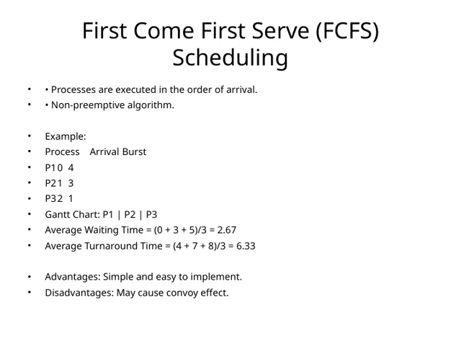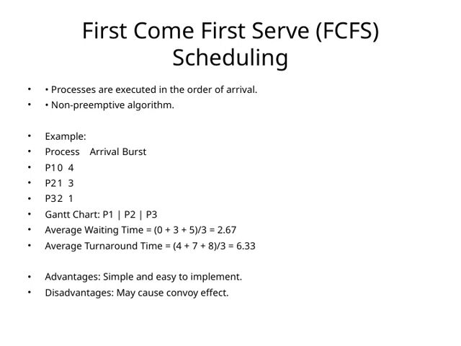From this, we can compute the average waiting time, which turns out to be approximately 2.67 units, and the average turnaround time, about 6.33 units. These are important metrics because they help us understand how long processes are waiting and overall system efficiency. One of the main advantages of FCFS is its simplicity. It's straightforward to implement because it follows a basic first-in, first-out logic.